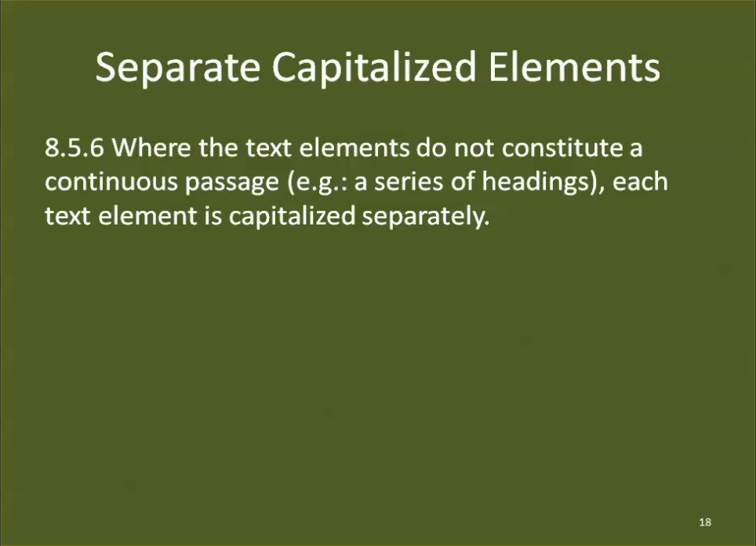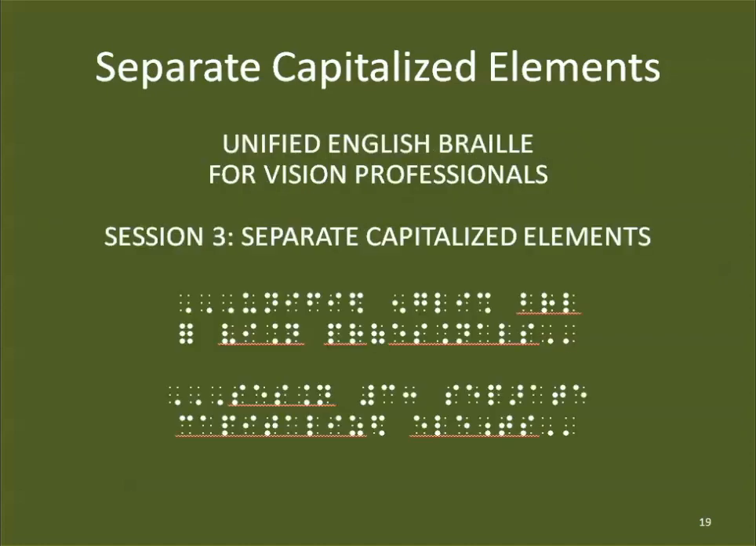Where the text elements do not constitute a continuous passage, such as a series of headings, then each text element is capitalized and terminated separately. So here we have two long headings. They wrap around, so we're not treating each line as being an element, because "Unified English Braille for Vision Professionals" is all one title. It just happens to be long enough that it has to be wrapped around. So we're treating it as one element.